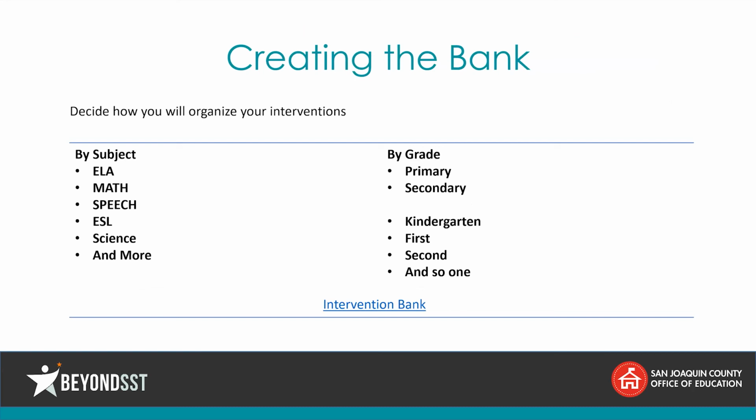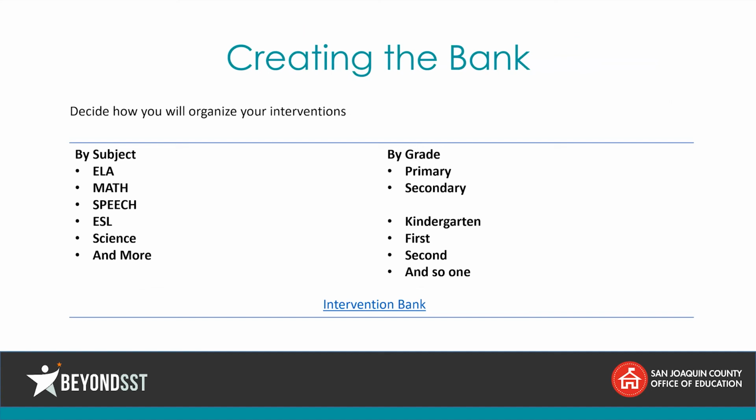So the next thing we have to figure out is how are you going to organize your interventions? Are you going to have all of your interventions in a bank that are organized by subject? English language arts, math, speech, ESL, science, whatever your interventions are going to be. Or are you going to organize your interventions by grade? Primary school, secondary school, or you're going to go even further and organize them by kindergarten, first grade, second grade, third grade, and so forth. How do you want to organize your bank?